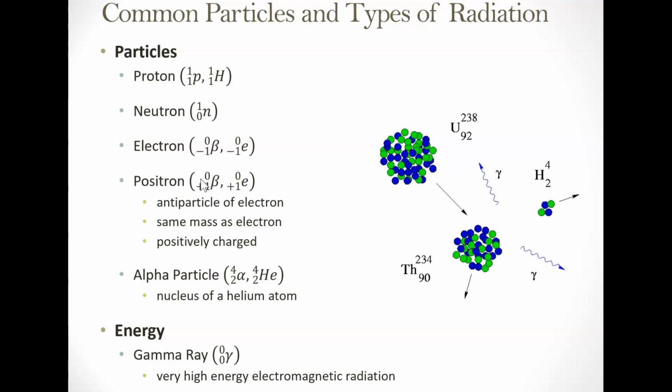And a positron has also very little mass and a charge of +1. The alpha particle is a helium nucleus, the helium atom stripped of its electrons.